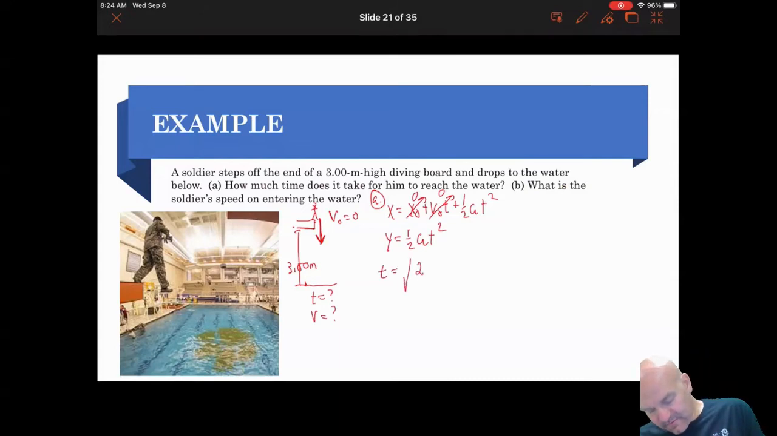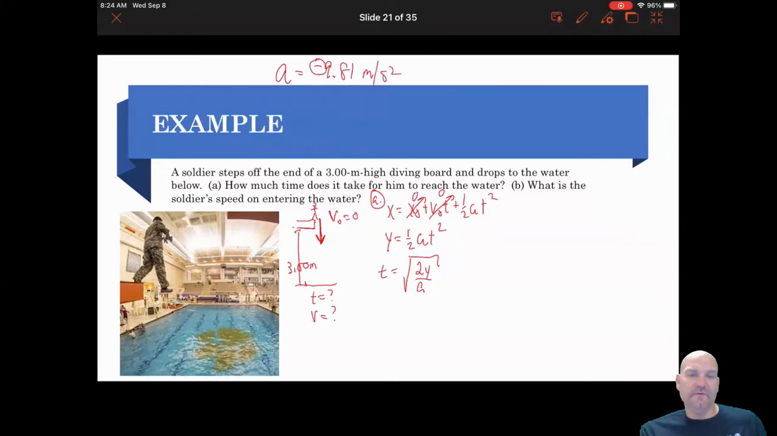And so we're going to solve this for time. It's going to be the square root of 2y over a. But remember, a is always going to be negative 9.81 meters per second squared. So you do have to be careful with this negative sign. But remember, this x minus x0 is a displacement. So that is our delta x.